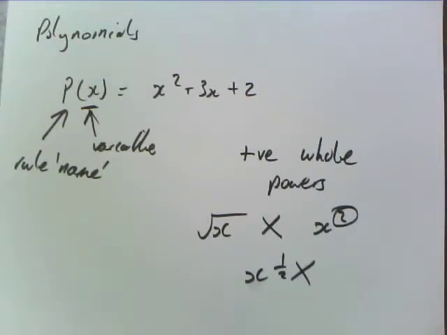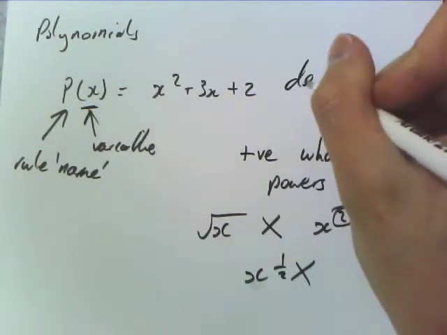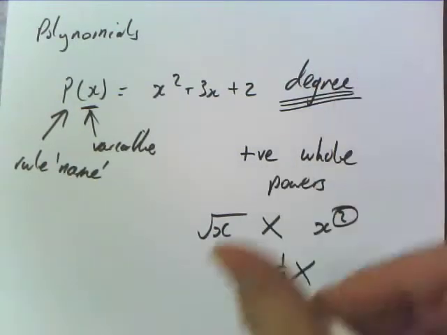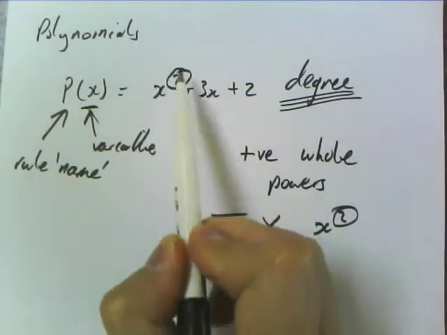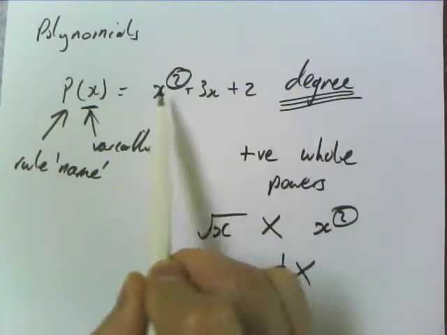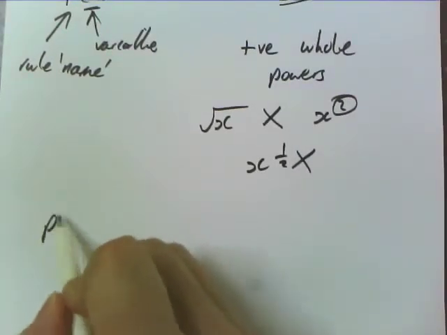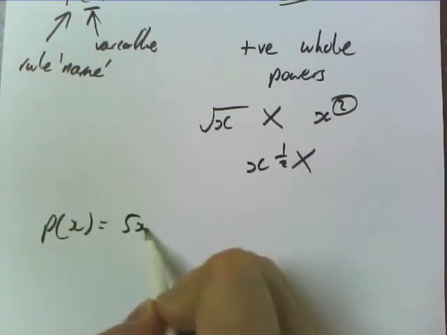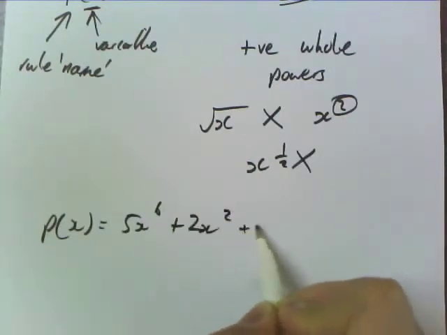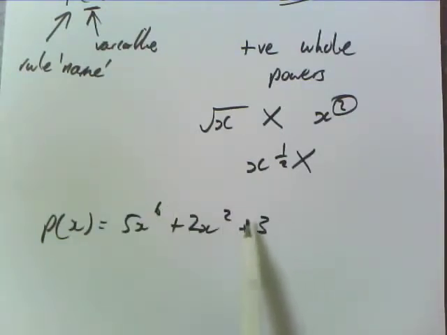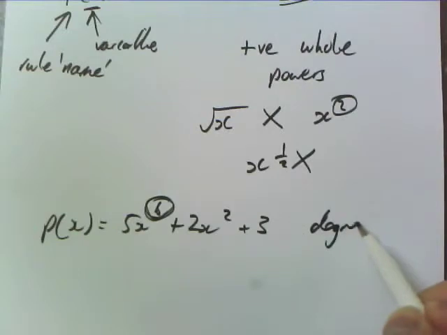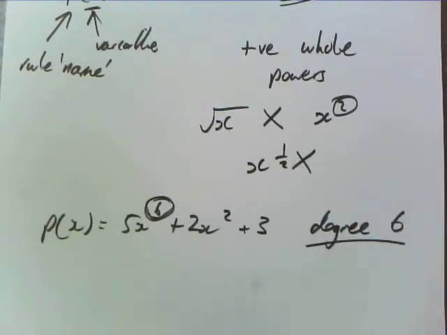Okay, the next thing you need to know about is the degree. I sometimes use different words for this, but the degree of a polynomial is the highest power. So in this example here, the degree of this polynomial is 2. If I write another one down, p(x) equals 5x to the 6 plus 2x squared plus 3, the highest power in this polynomial, and it is a polynomial because it's only got positive powers and they're whole integer numbers, the highest one is 6, so that polynomial has a degree of 6.